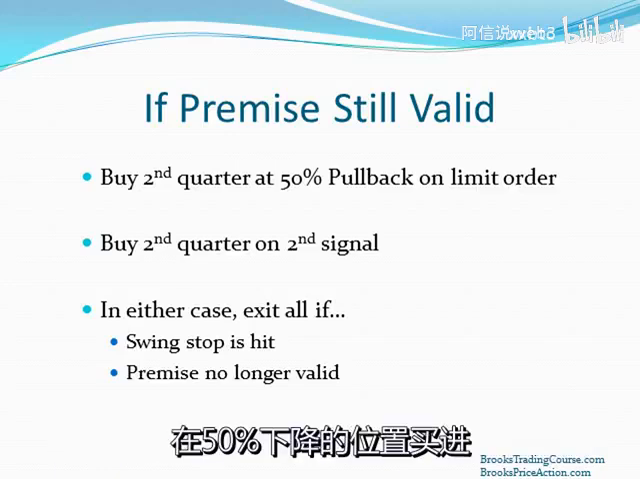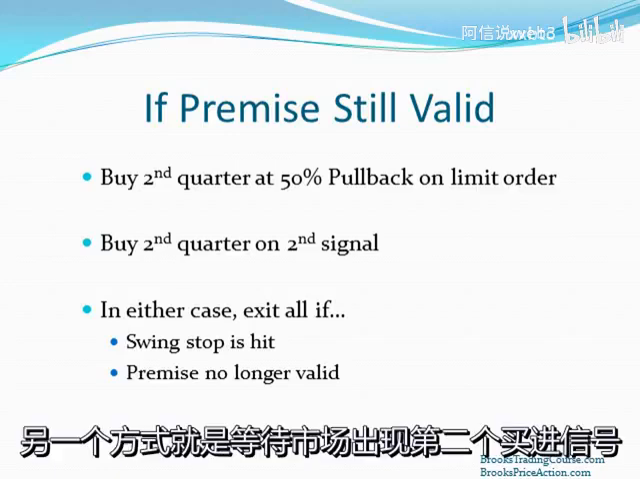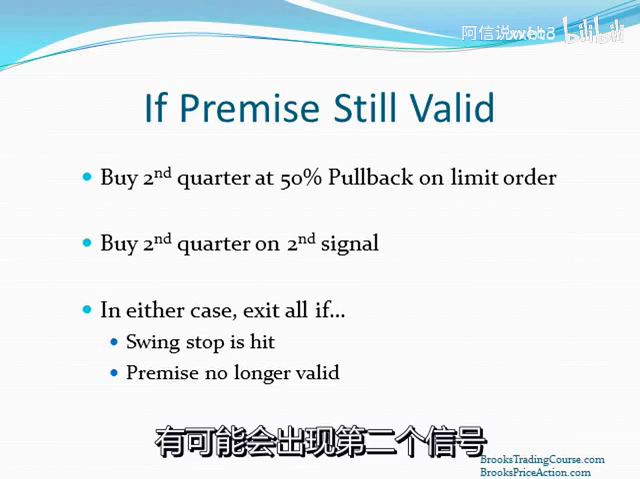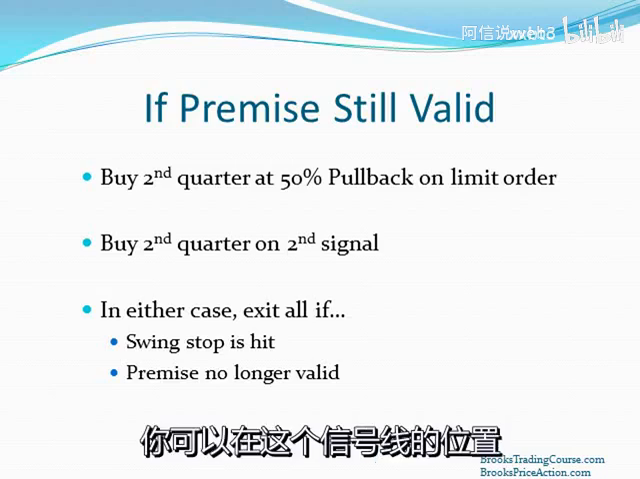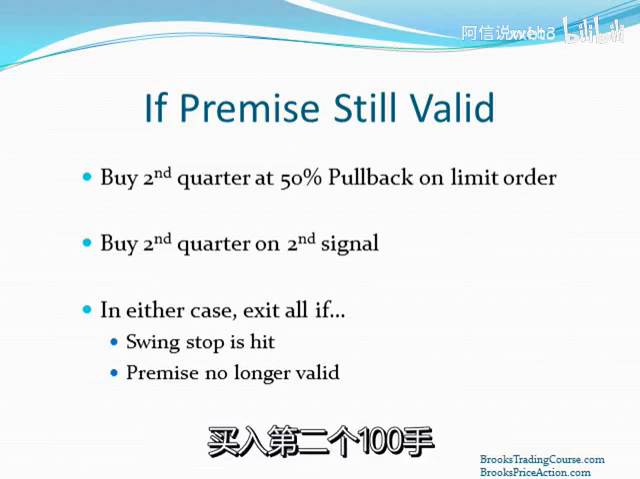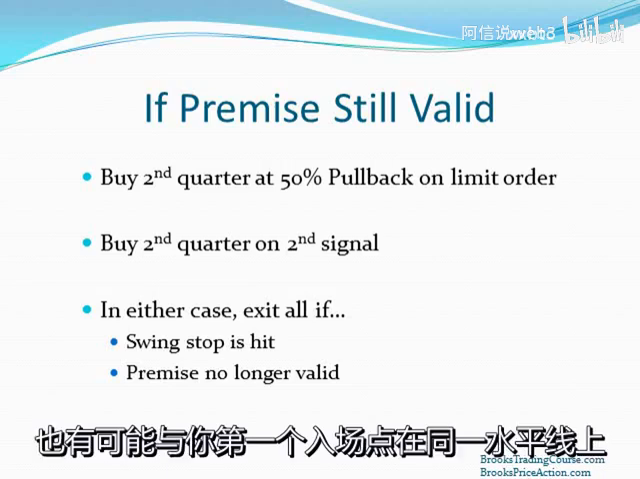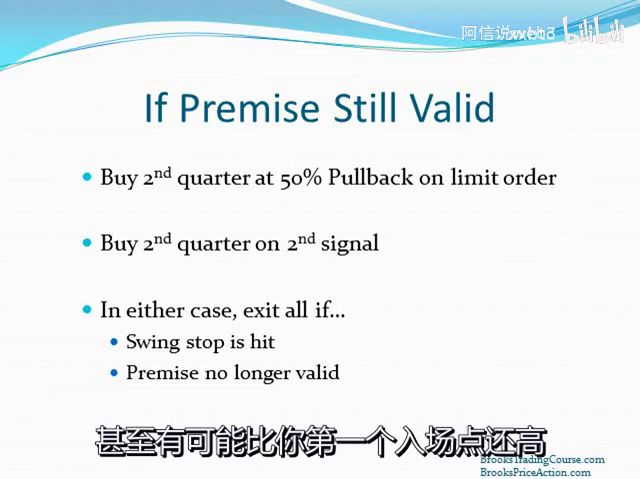An alternative to buying a 50% pullback is waiting to see if the market generates a second signal. If the market pulls back a little bit further, it may have a second signal, and then buy the second quarter position, the second 100 shares, as the second signal triggers. That second signal might be below your original entry. It might be at the same price as your original entry. It may even be a little bit higher than your original entry.